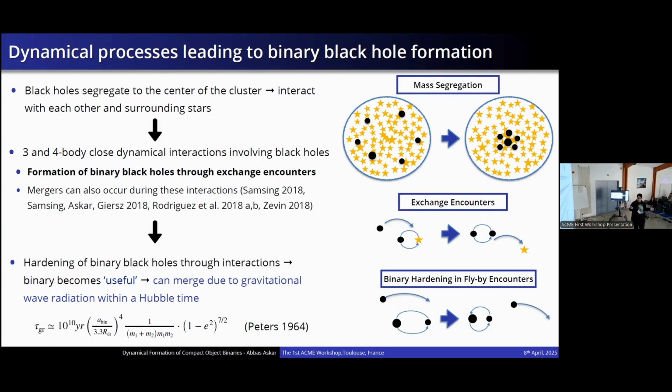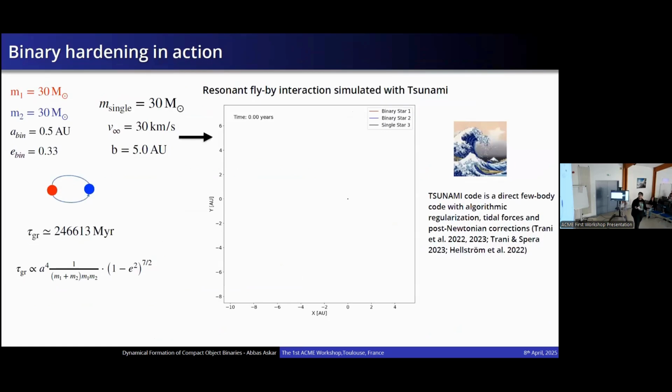Another important process is the hardening of binaries. If you have existing binaries, they can undergo these flyby encounters with other stars, and in that case, the encountering star extracts energy out of this binary, and the binary tightens as a result of that. So I prepared a simulation here for you. It's a 3-body encounter of a binary black hole with a third black hole. You have two 30 solar mass black holes in a binary, which has a separation of about 0.5 AU and an eccentricity of 0.33. And the time it would take such a binary to merge due to gravitational wave radiation is of the order of about 246 billion years.